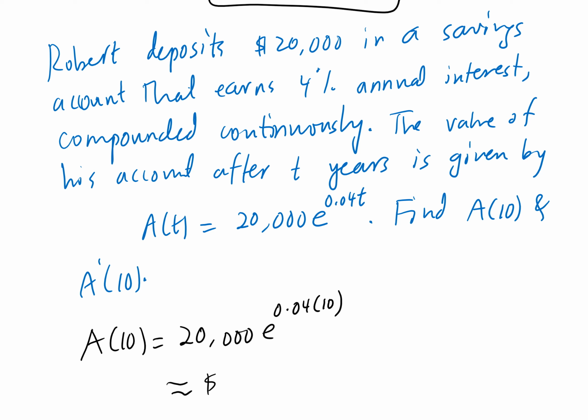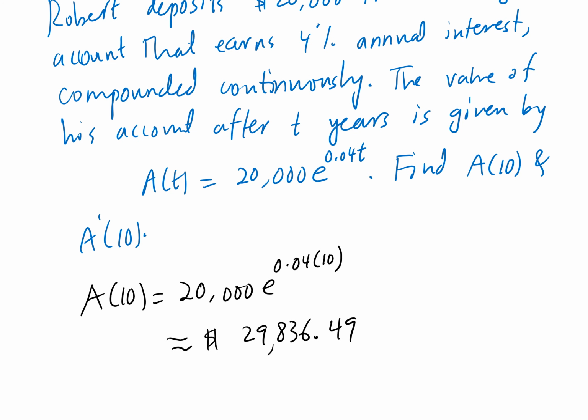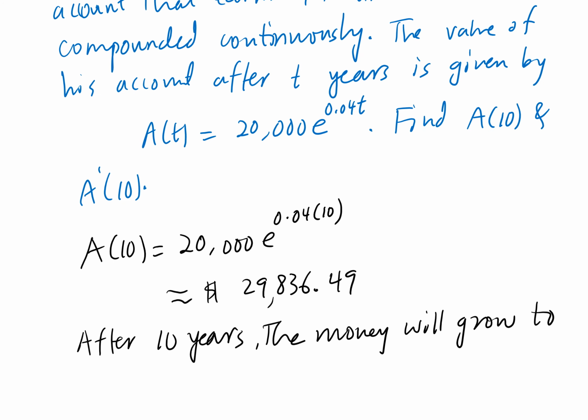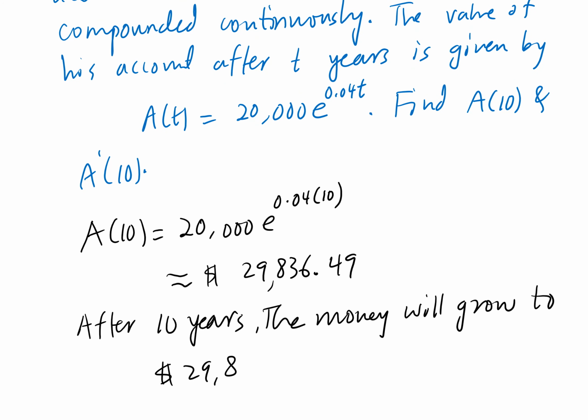That gives us 29,836.49. So if you want to interpret this, you say after 10 years the money will grow to this much money, $29,836.49. That's the meaning of it. And we rounded to 2 decimal places.